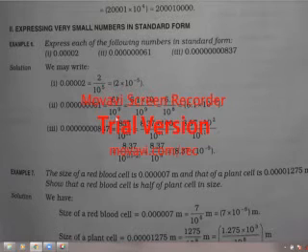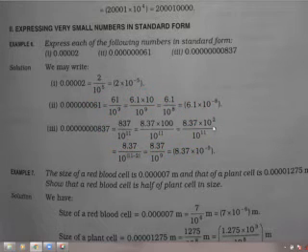So it is 8.37 into 100. If you will see, it is power 2. So from 2 goes 11, that becomes minus 9. So it has been written 8.37 into 10 to the power minus 9, that is the standard form.